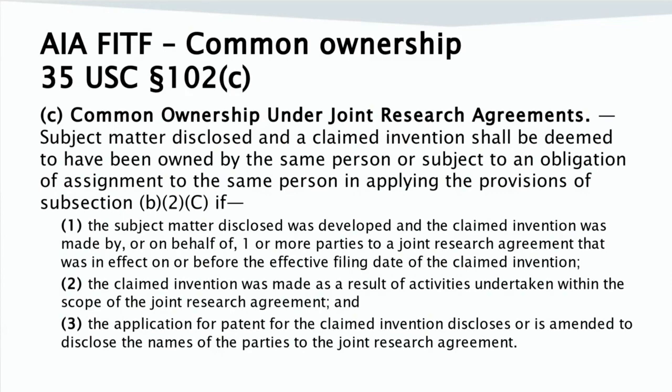35 U.S.C. 102(c) sets out the conditions for a joint research agreement that are required in order for the exception in 35 U.S.C. 102(b)(2)(C) to apply on the basis of a joint research agreement that was in effect on or before the filing date of the claimed invention.